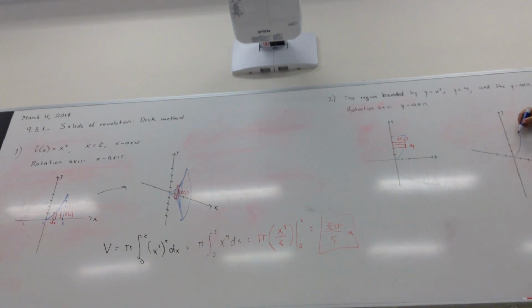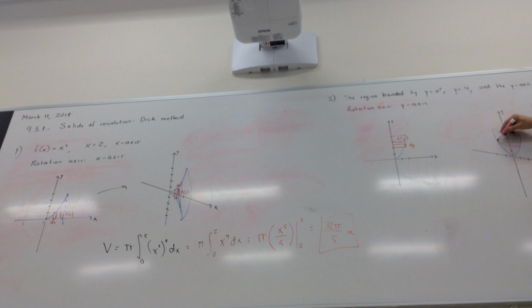And now, the other parabola, the rotation is going to be not here like that one, it's going to be in the other side. 1, 1, 2, 4. So here. And something like this is going to be the final form. Okay? The disk now is going to be horizontal.